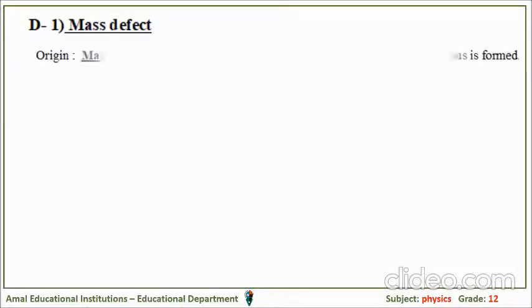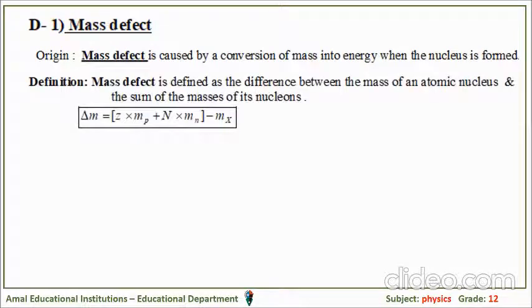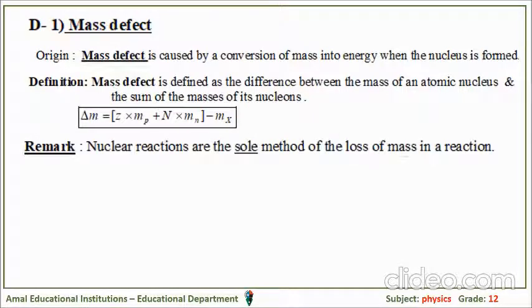The mass defect. The origin of the mass defect is caused by the conversion of mass into energy when the nucleus is formed. Definition: the mass defect is defined as the difference between the mass of the atomic nucleus and the mass of the sum of its nucleons. Delta m is nothing but Z times the mass of protons plus N times the mass of neutrons minus m of X. As remarked, nuclear reactions are the sole method of the loss of mass.